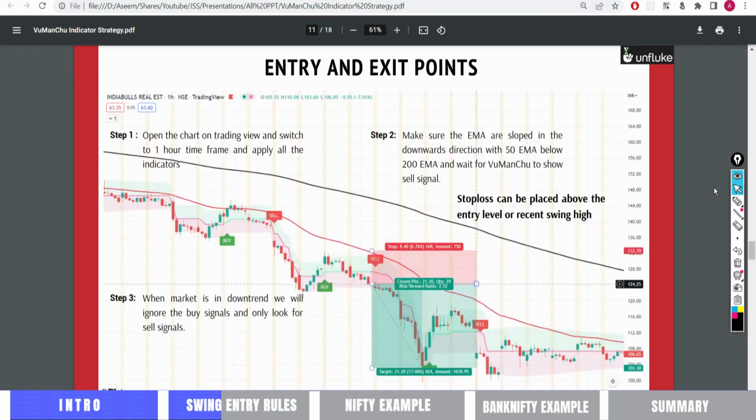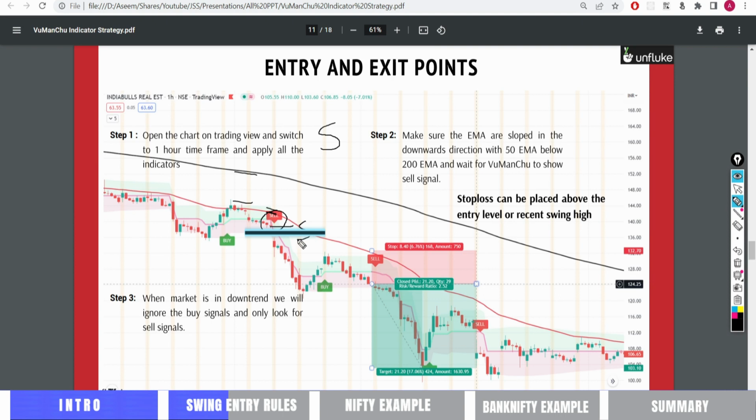Similarly, I am showing you the selling example here. So we can clearly see that the 50 moving average is below the 200 moving average. That means I can only look for selling trades now. But which is the correct time to take the entry? You can see here. At this point of time, the candle is extremely close to the moving average. So I can take an entry here.